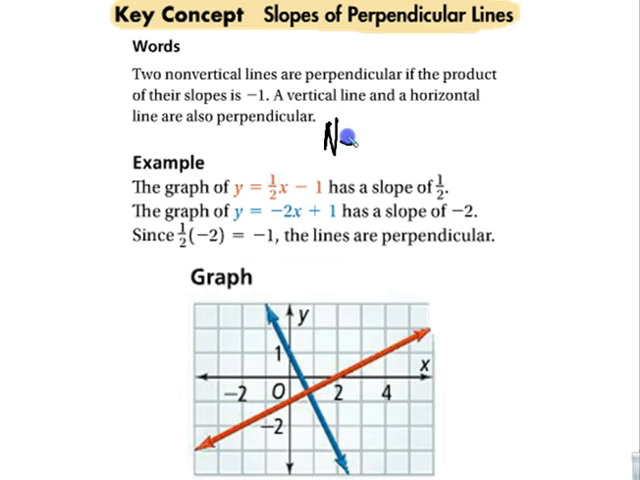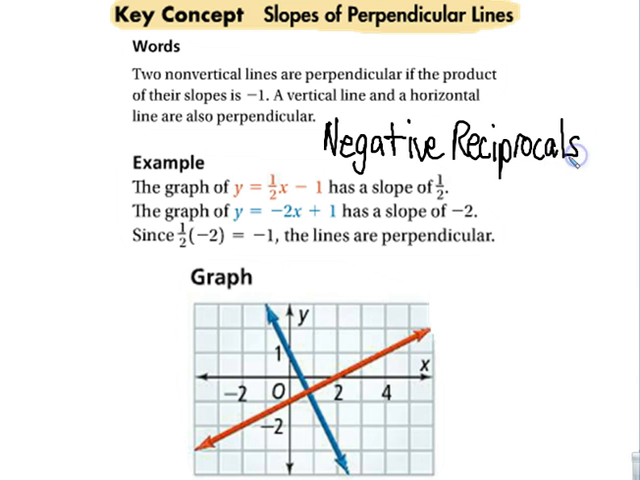Here's what you want to remember. The slopes are going to be negative reciprocals. Okay, negative reciprocals. That means we're going to take one slope, flip it upside down, and then change its sign. So this graph, the red line, is y equals 1/2 x minus 1. Its slope is 1/2. The graph of the blue line is y equals -2x plus 1. Notice we take 1/2, we flip it upside down, and then we change its sign. Okay? The lines are perpendicular. All right? Let's look at one.